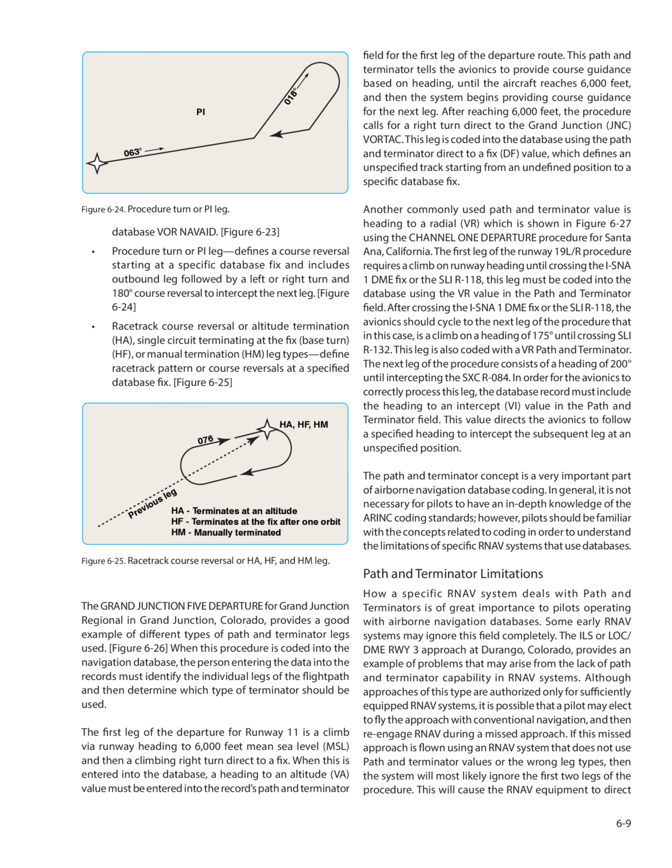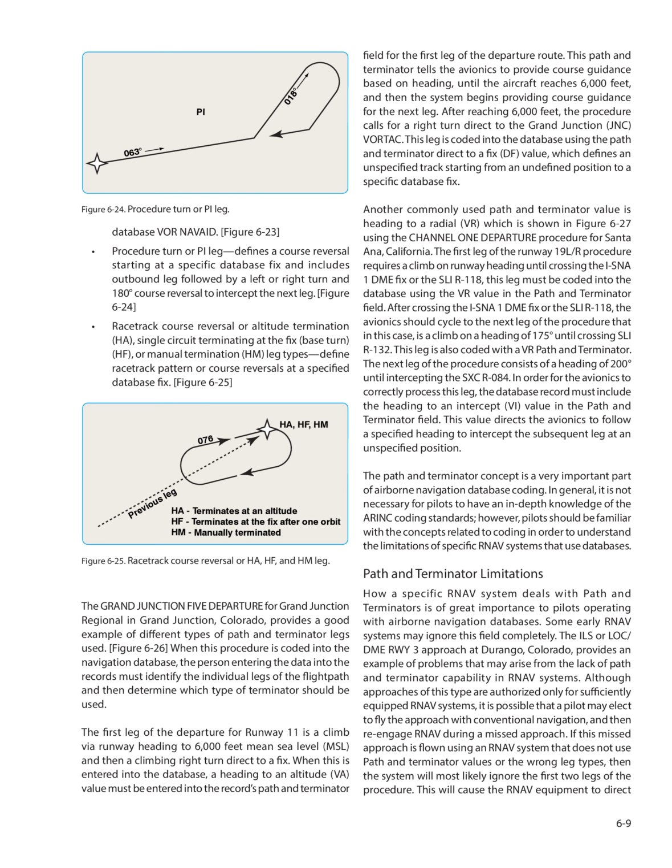This leg is coded into the database using the path and terminator direct to fix (DF) value, which defines an unspecified track starting from an undefined position to a specific database fix. Another commonly used path and terminator value is heading to a radial (VR), which is shown in Figure 627 using the Channel 1 departure procedure for Santa Ana, California.